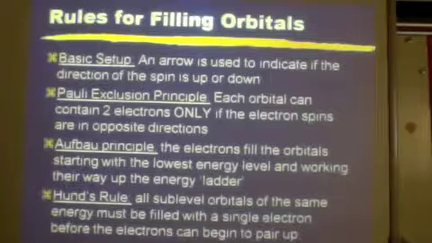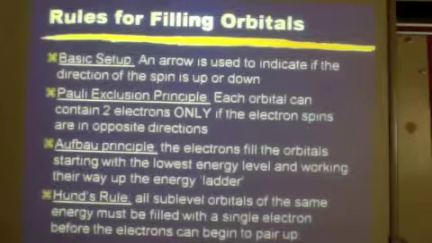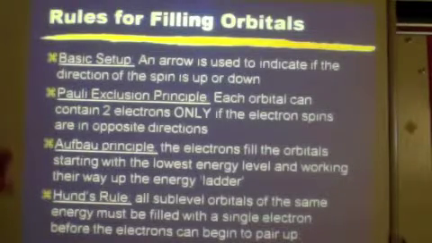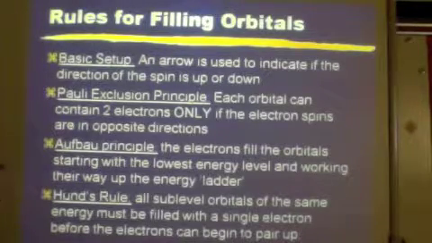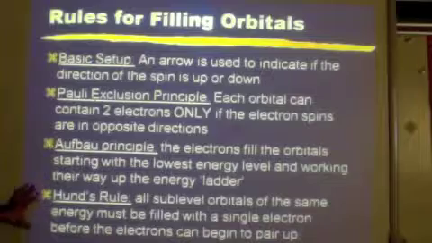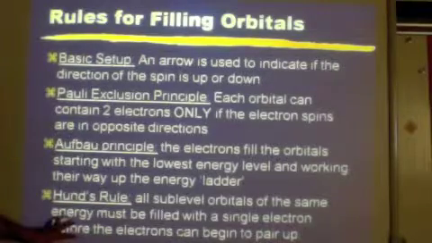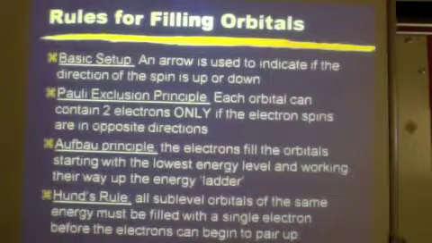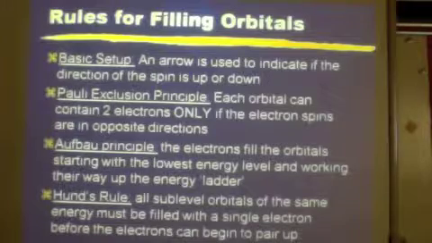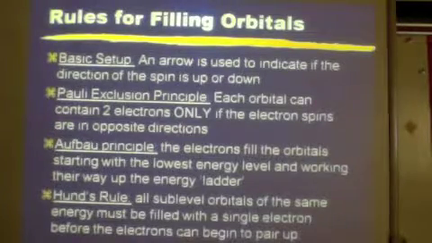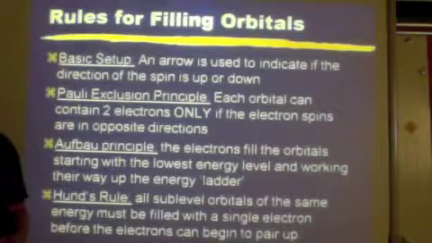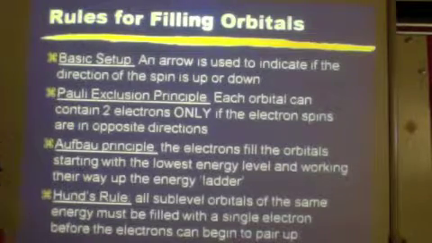This is a huge slide. It has a lot of information on it, but this is one of those things that's going to come easier the more examples that we do. So just sit tight for a second, let me go through them, and then the next slide I'm going to show you exactly what to do with it. So, first off, we're going to fill orbitals. The basic setup is you're going to use an arrow to indicate the direction of the spin. So you're going to put the arrow either up or down.